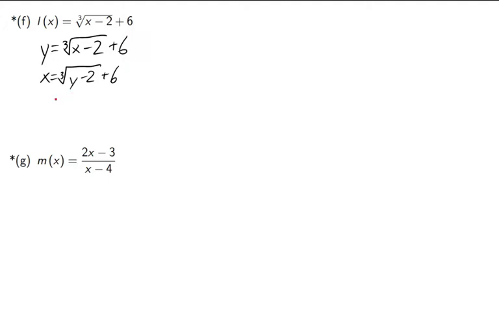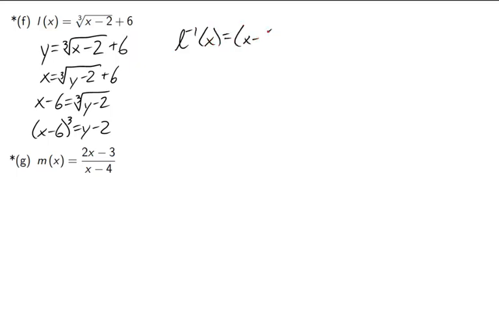We'll subtract 6 from both sides, and we get x minus 6 equals the cube root of y minus 2. Now this time we're going to cube both sides, but when you talk about odd roots, you don't have to do anything strange at all. You just cube both sides, and it works out exactly the way you would hope. So x minus 6 cubed equals y minus 2, and consequently the function L inverse of x is equal to x minus 6 cubed plus 2 when we add 2 to both sides.